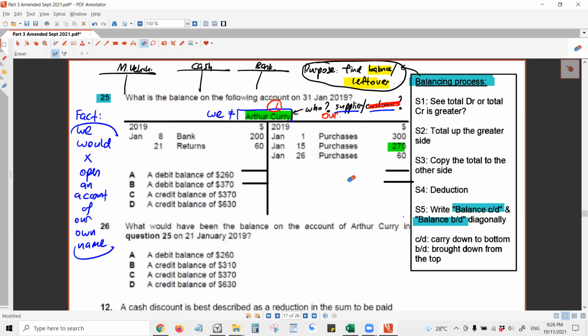Okay, then we go through the steps. Step one, see whether total debit or total credit is greater. Here, the credit is greater. Okay, so first step is done. The credit side is greater.